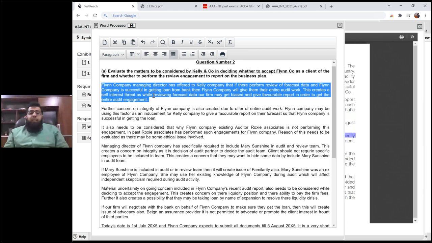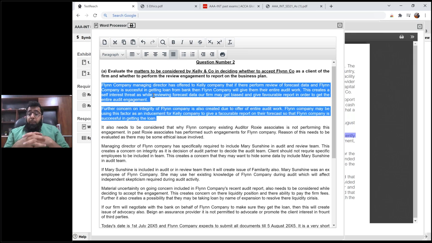So what are the matters to be considered? The first matter was self-interest. The second matter was the integrity of the client, that is, why the client is trying to bribe us. One student is asking, sir, where can we get mocks? There is no need of mocks. Pick up the recent papers and start doing them. The mocks are also made from the actual past papers. So pick up one paper and do it within the exam time, under exam pressure. It would be much better if you do it on the exam software, so that you learn how to use the tools of the software and increase your speed.